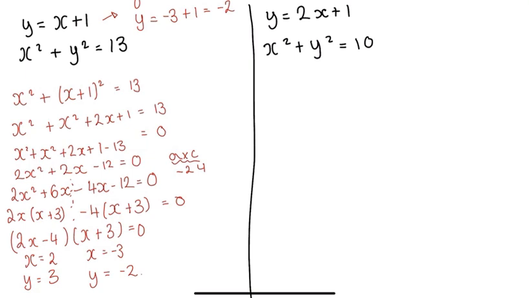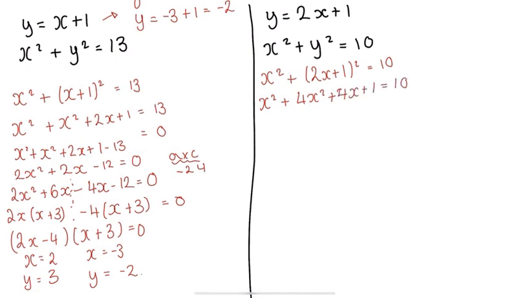Okay, again, very similar method that we're going to follow for this. Instead of y, we're going to put 2x plus 1. So let's have a look at what it's going to look like. We've got x squared, and then instead of y, we're going to have 2x plus 1 squared equals 10. So let's expand our brackets out. So when you expand these, you're going to get 4x squared plus 2x, which is 4x, plus 1. And then I'm going to set that equal to 0 by taking away that 10 from both sides.